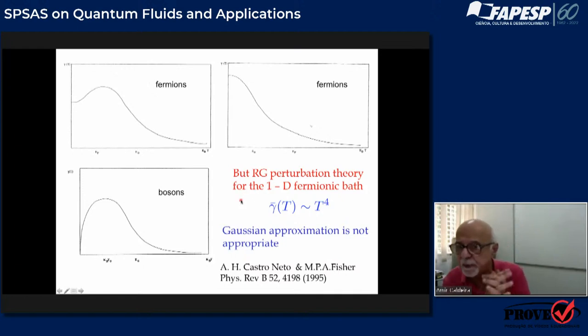So after we solved this sort of problem, Antonio and Matthew Fisher performed a sort of renormalization group perturbation theory for the 1D fermionic system. And they again reproduced the T to the fourth behavior that we had before for the particle moving in the Luttinger liquid. The Gaussian approximation is not so appropriate for this case, because for low velocities of the external particle, we cannot conserve momentum and energy for the fermionic system at the same time. And then we have to freeze back scattering in this case.